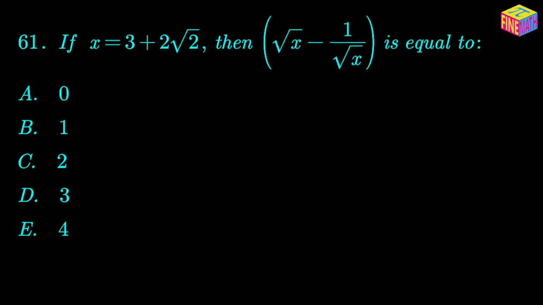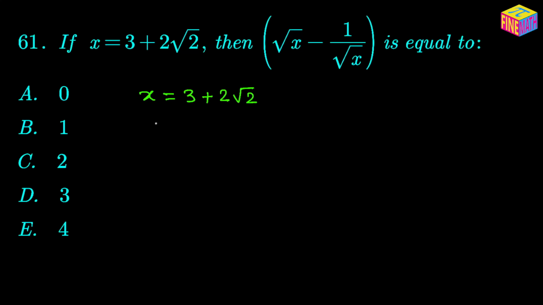So let's get started. Here the question says that if x is equal to 3 plus 2 times square root of 2, then square root of x minus 1 over square root of x is equal to which of the following 5 options? So we have been given the value of x. Let me write it here. So x is equal to 3 plus 2 times square root of 2, and then the expression has square root of x. So let's try to determine the value of square root of x.